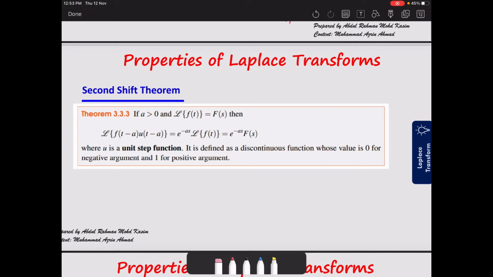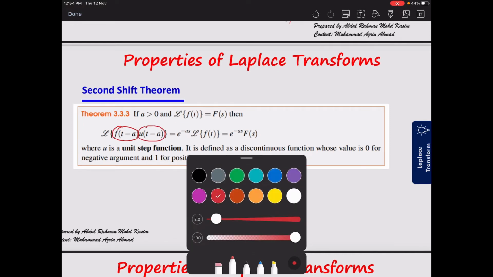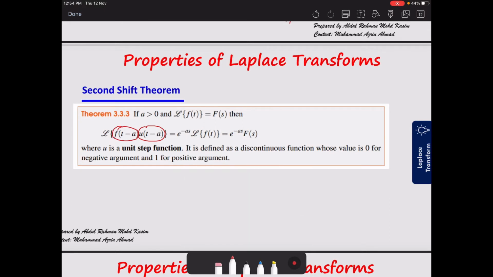So you will have over here the two functions, f and u, but you need to make sure that the elements of f and u are in terms of t minus a. So you will get an a from here, and then the answer is exponent negative as. You take it from here, and then the yield of the Laplace transform of f(t), you will get F(s).